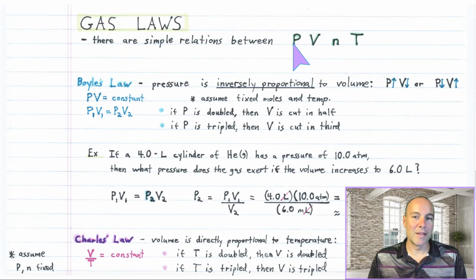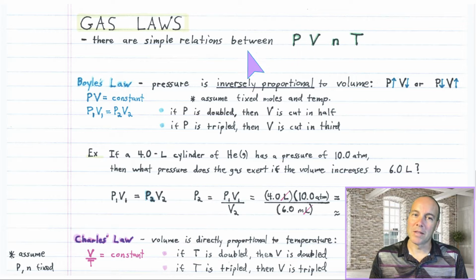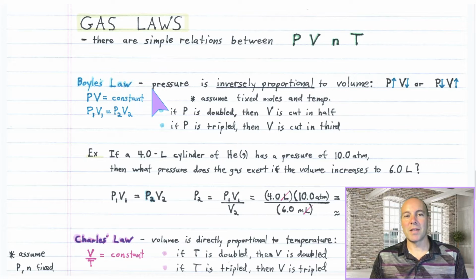But it turns out that these properties are related to one another. And if you have a gas and one of its properties changes, then that affects the other properties. And there are simple relations between these gas properties. So let's start off with Boyle's law, which describes the relation that exists between pressure and volume of a gas. Boyle's law tells us that the pressure of a gas is inversely proportional to its volume.